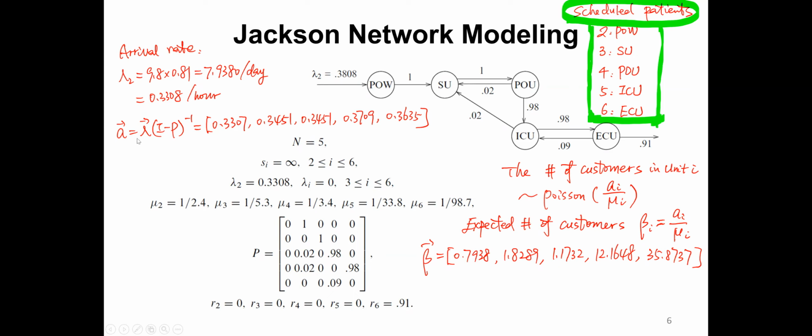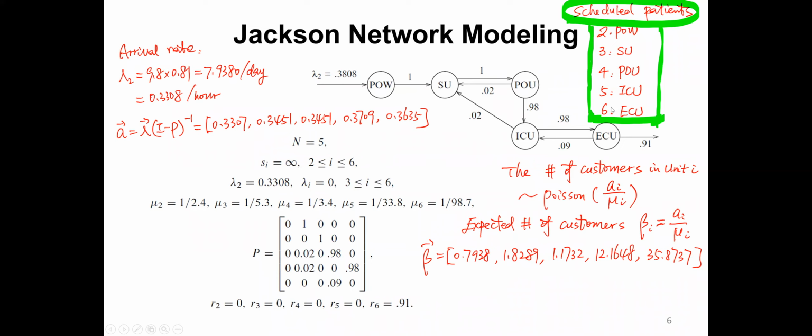Now, A, the combined arrival rate, equals lambda times the identity matrix minus P inverse. So we get the arrival rate, similar to the emergency patient. The scheduled patients in unit I is Poisson, A_I over mu_I. So we got a beta. Beta is calculated with the expected number of scheduled patients, that's A_I over mu_I. So this is the expected number of scheduled patients.